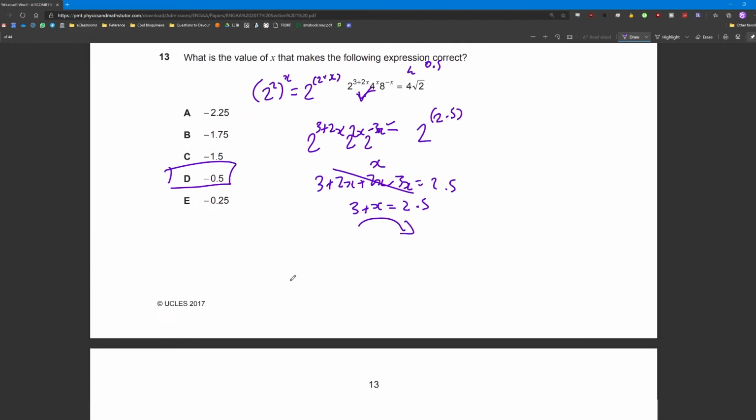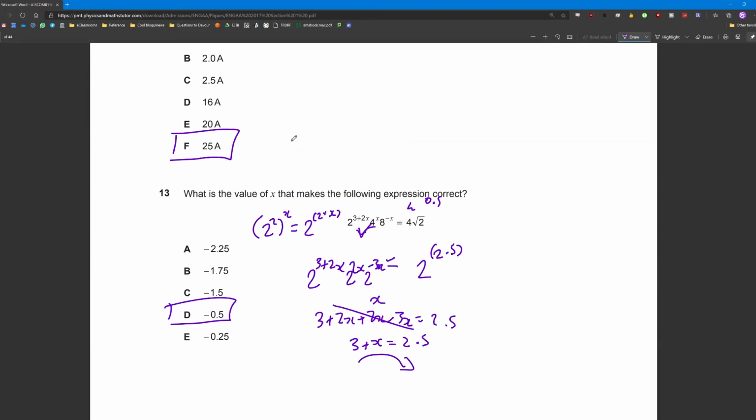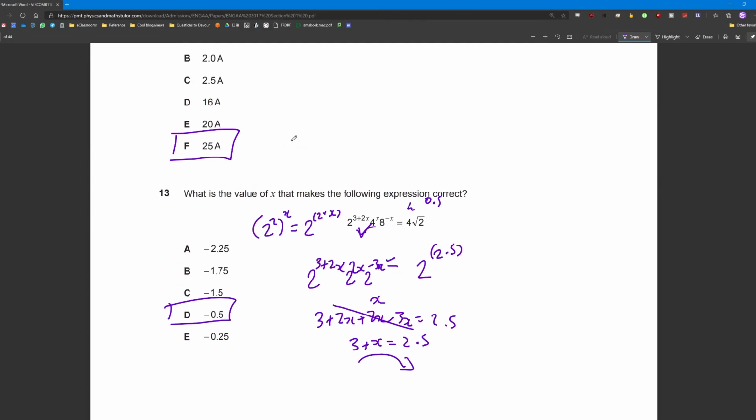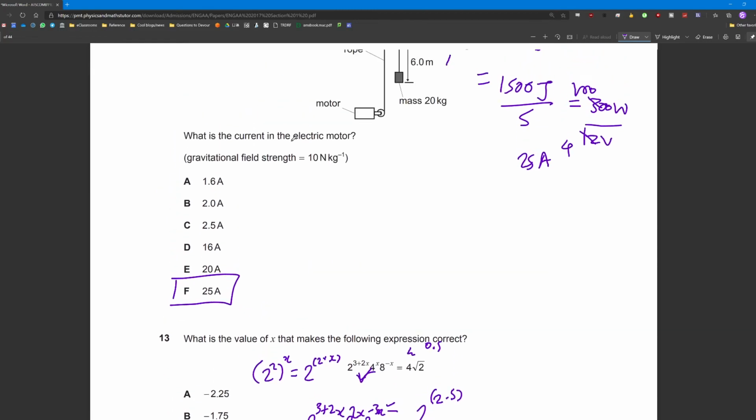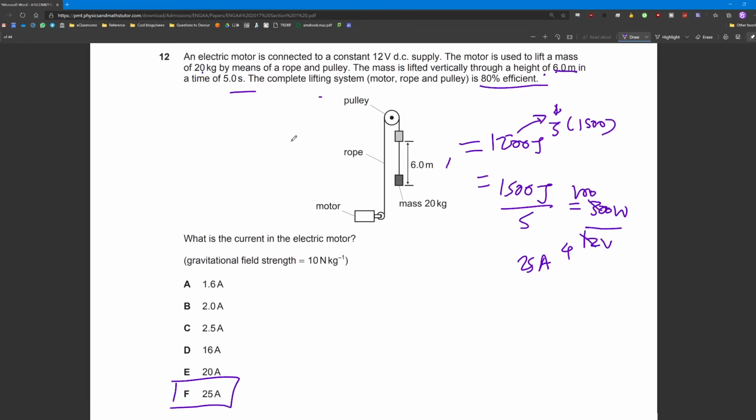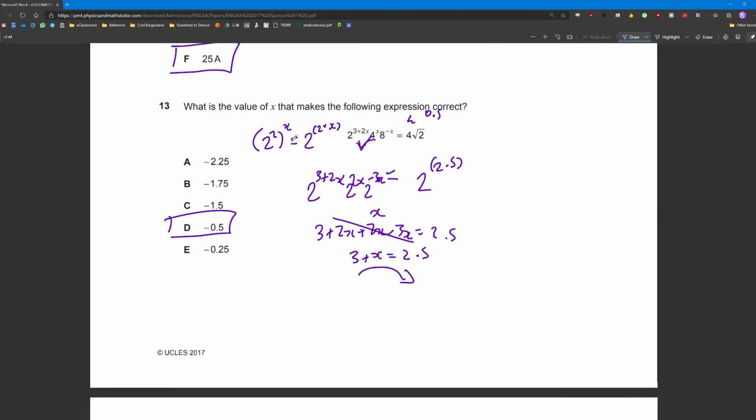And finally, for our last question of this video, the nuclide PQX decays to the stable nuclide Y. During this process, 4 particles are emitted, an alpha particle and 3 beta particles. Let me think if there's any more. No, I cannot personally think of any more tips that might be useful in this particular question. In this question, it's about knowing your electrical physics quantities very, very confidently.